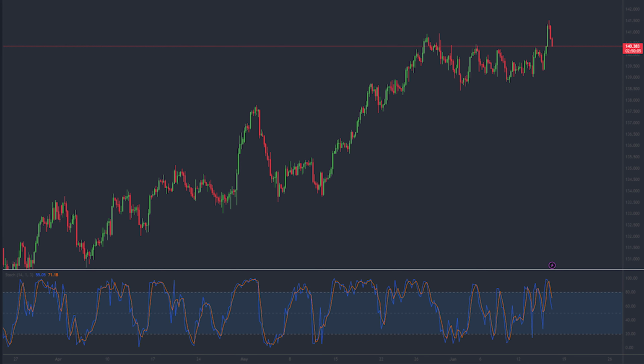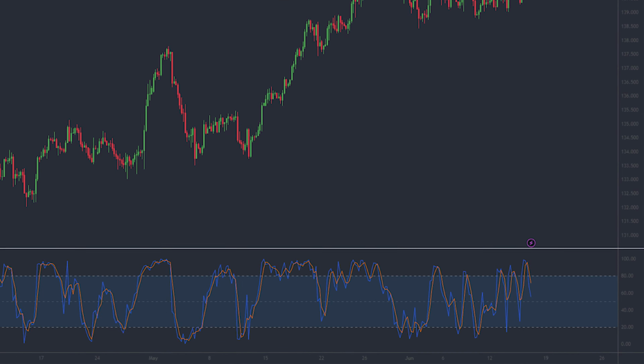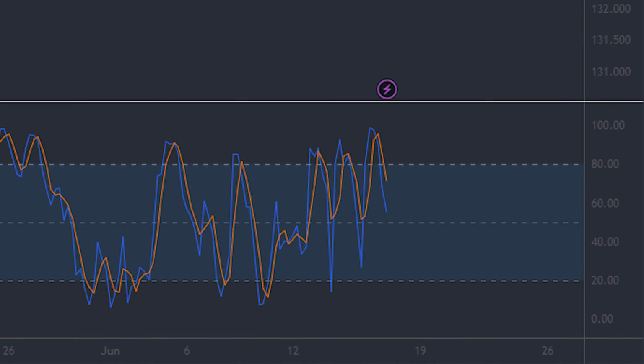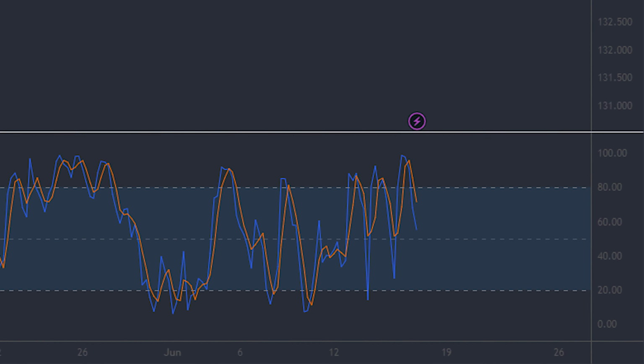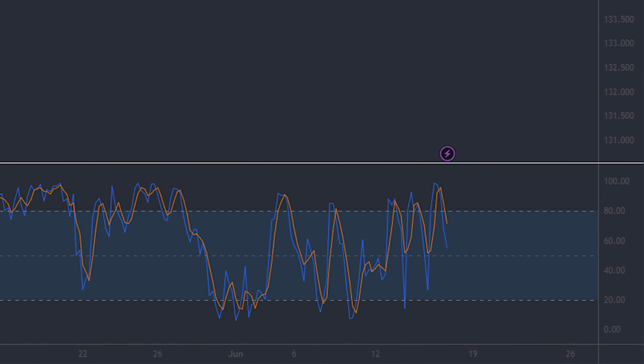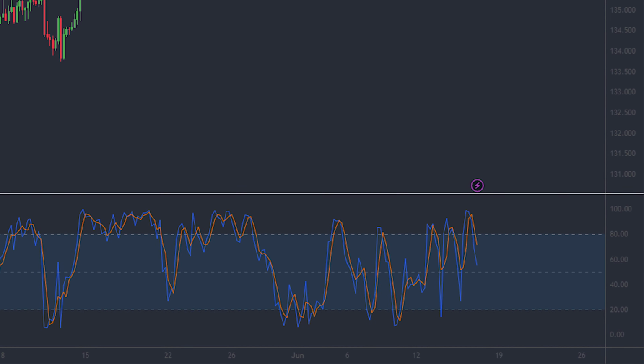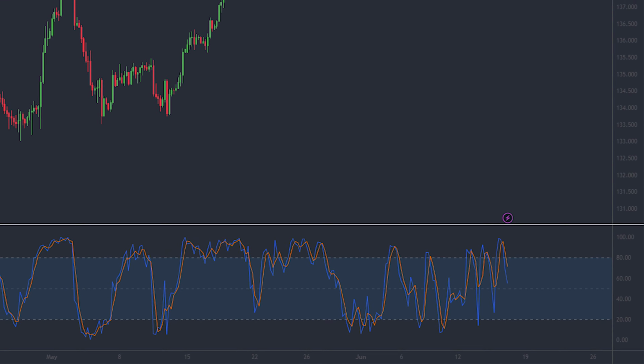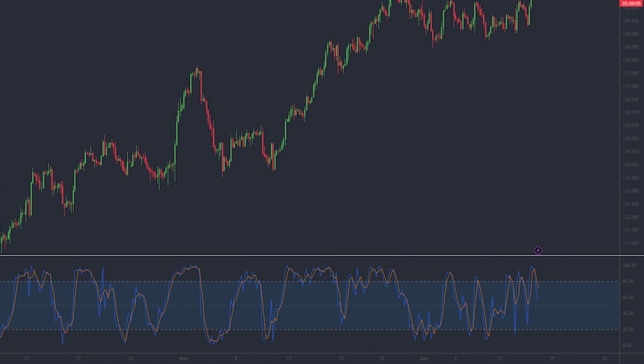Oscillators are indicators that fluctuate between two values, typically 0 and 100. They measure the momentum of a security by comparing its current price to its historical prices over a certain period of time. Oscillators are typically displayed as a line chart with values plotted between the two extremes.